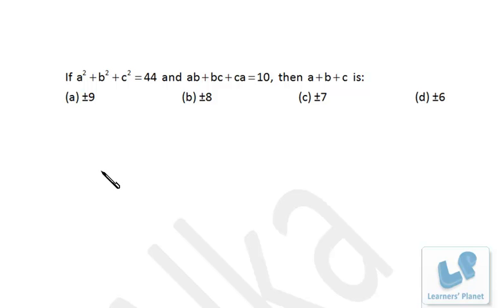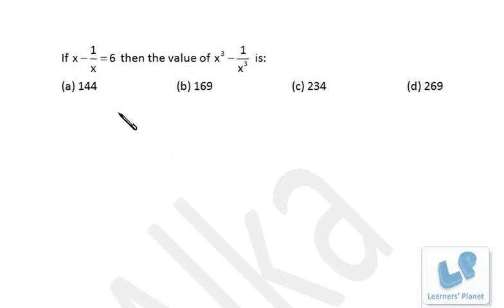Now this one, again, is based on the algebraic identity of a plus b plus c whole square. We don't have to write the identity. a plus b plus c whole square is equal to a square plus b square plus c square plus 2 into ab plus bc plus ca, right? So suppose this is x. So x square, that means a plus b plus c whole square is equal to a square plus b square plus c square plus 2 into ab plus bc plus ca. So here it is 2 into 10, 20. So x square is what? 44 plus 20 is 64. That means a plus b plus c will be plus minus 8. As simple as that. Okay.